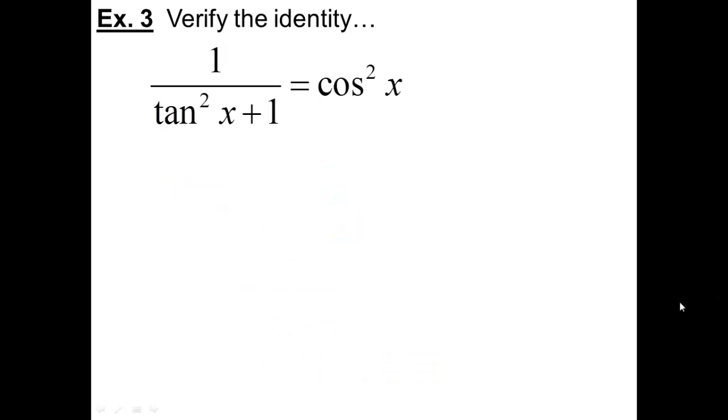Example 3. 1 over tangent squared plus 1 equals cosine squared. Once again, I'll start with the left-hand side. I recognize that I have a fraction on the left-hand side, but I don't have a fraction on the right-hand side. So somehow I have to get rid of this fraction. I also have that addition problem there, that tangent squared plus 1. I don't want an addition problem. There is no addition on the right-hand side.